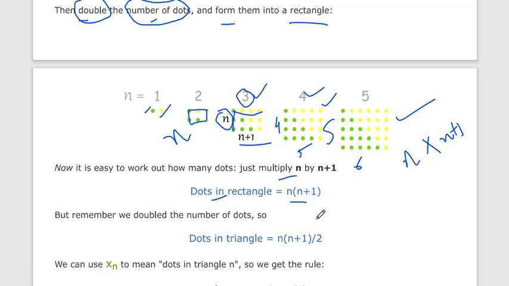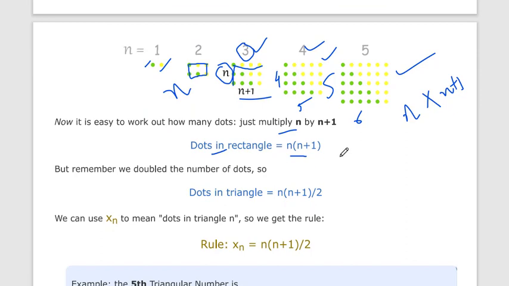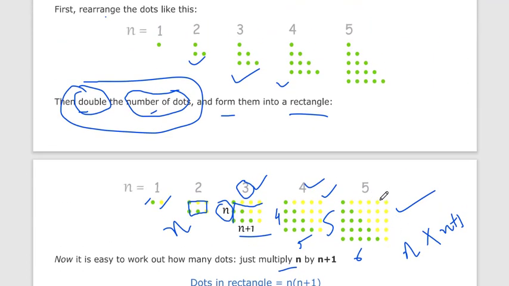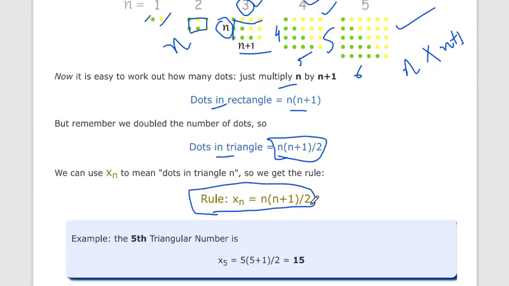But here you can see that we have doubled the number of dots, so we have to divide it by 2. So dots in the triangle are n into n plus 1 divided by 2, and we get our rule of the triangle sequence: Xn is equal to n into n plus 1 divided by 2. With this method you can find the rule of the triangle sequence. You have to remember this rule for the triangle sequence.